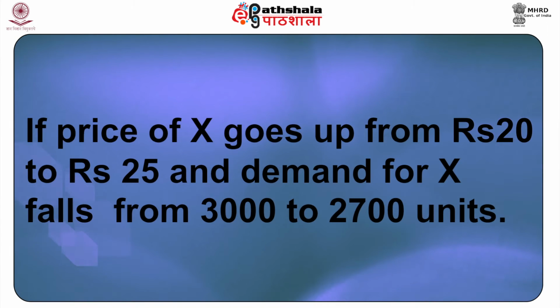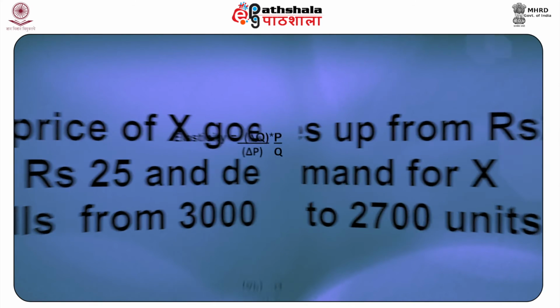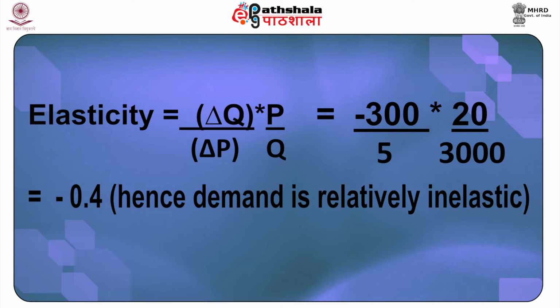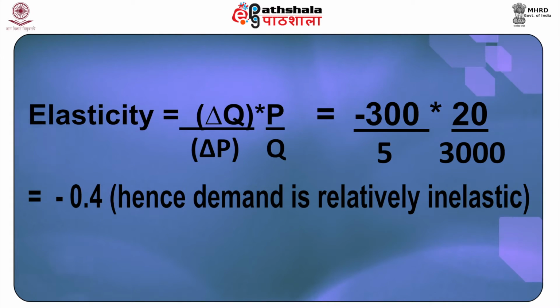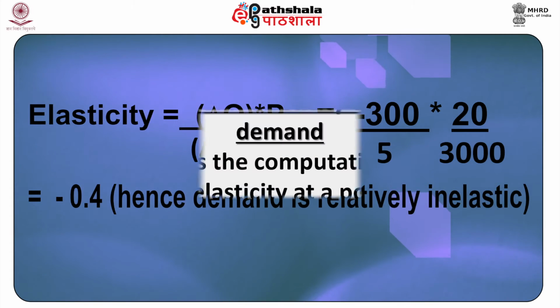Let's understand this with the help of an illustration. If the price of X goes up from rupees 20 to 25 and the demand for X falls down from 3000 to 2700 units, then the elasticity may be computed as follows. The change in quantity is minus 300, the change in price is 5, the original price is 20 and the original quantity is 3000. Plugging these values in this formula, we get elasticity as minus 0.4.